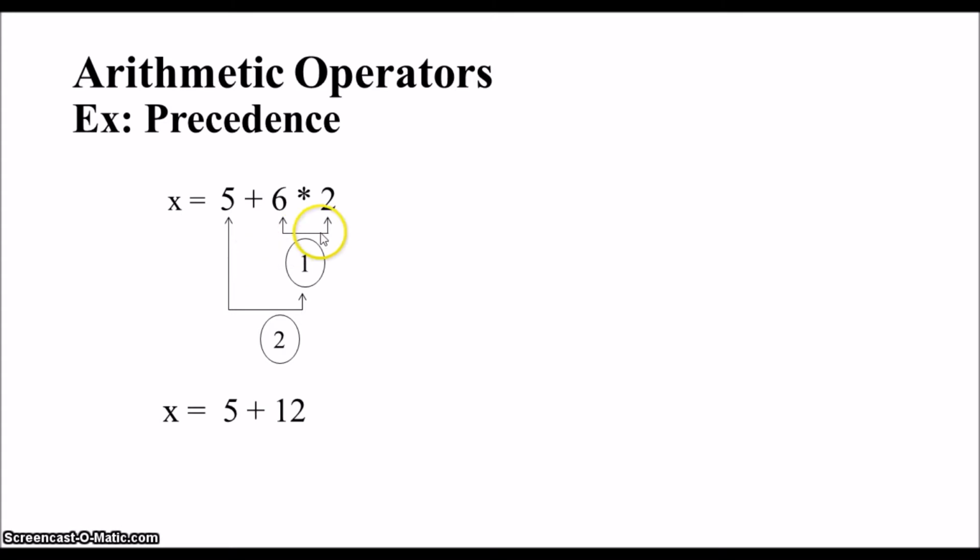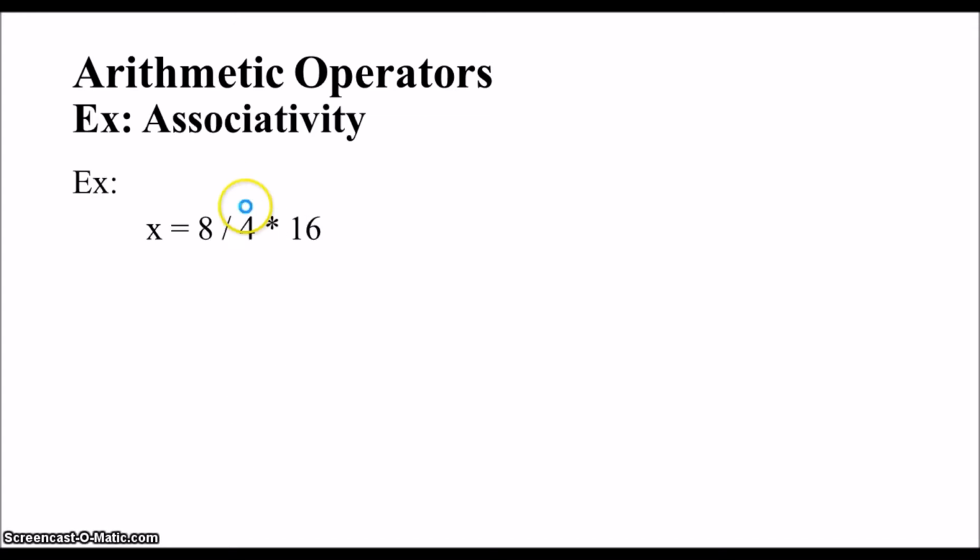When you are evaluating this expression, 6 * 2 is evaluated first, giving 12. So 5 + remains as it is, and then evaluate 5 + 12. So this expression evaluates to 17. When we have such an expression, you need to evaluate the highest precedence arithmetic operator first and then go for the lowest precedence arithmetic operator. So coming to the example of associativity.